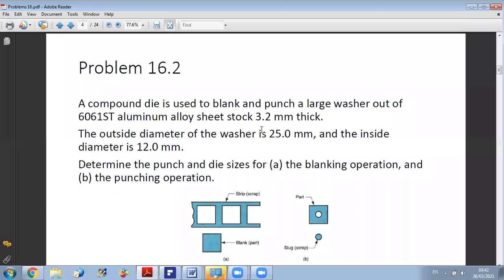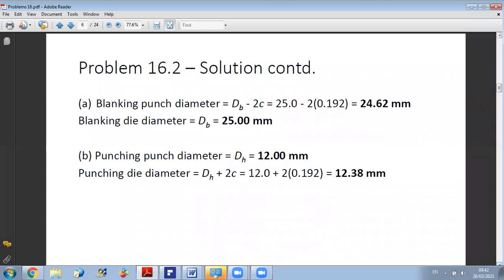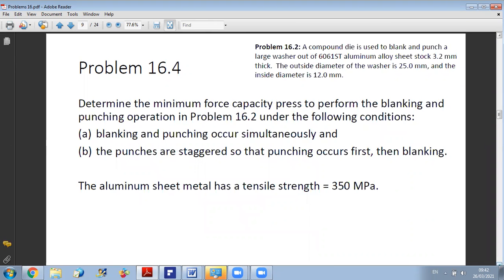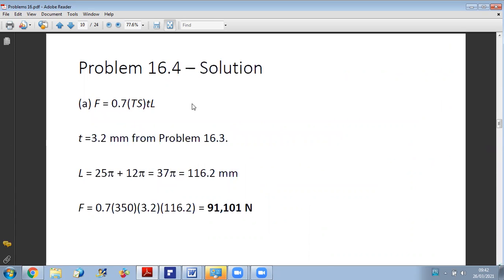Okay, so we were talking about the minimum press capacity required for the two operations, and we said that we will compare the cutting lengths for both cases. First, in case we want to perform the two operations of blanking and punching at the same time, then the total length should be equal to the perimeter of the outer circle and the perimeter of the inner circle.